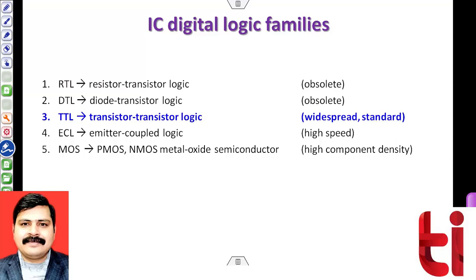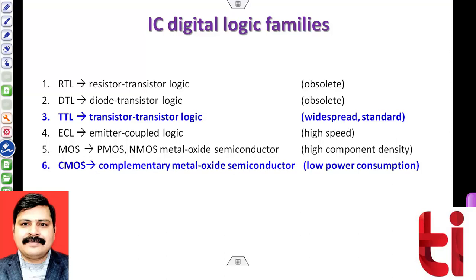And the last but not the least is the CMOS, which is nothing but complementary metal oxide semiconductor. It has a very interesting application: for circuits which require low power consumption, it is always recommended to use the CMOS logic family. And among these six, CMOS technology is very popular. So in this course, we will discuss two logic families, TTL and CMOS, and we will see their applications. We will see how to design various logic gates with the help of TTL and CMOS.